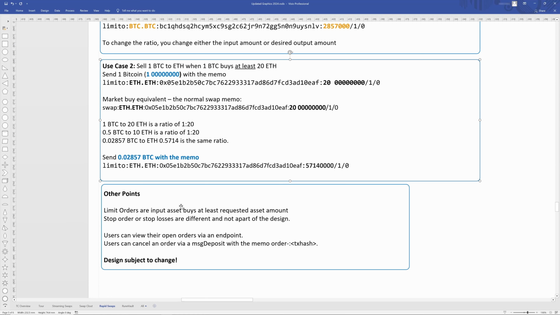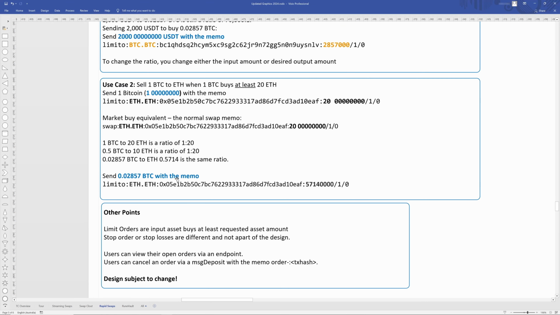It's not a stop loss or a stop order or anything like that. It's a simple, this amount buys at least this particular asset. The plan is that users will be able to view their open orders via an endpoint, and then users can cancel an order using a message deposit with the memo here. So order minus, and then it will be the input transaction for the transaction where they sent the limit order that had this memo in it.